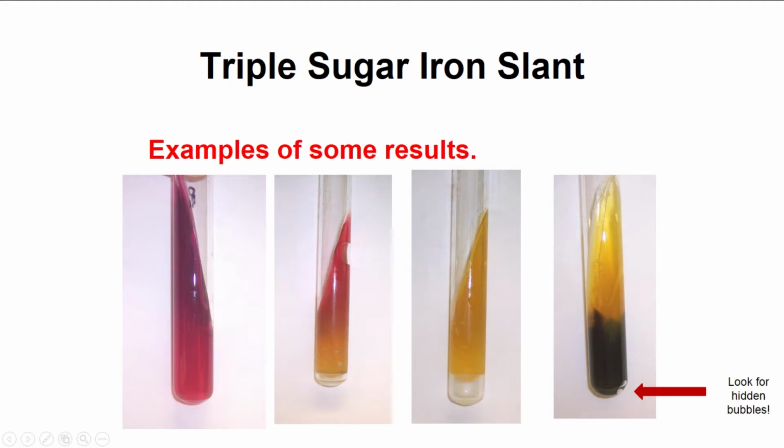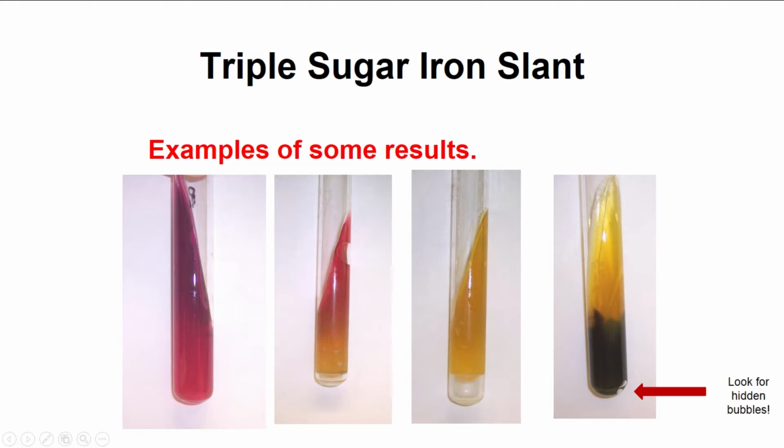Here we can see that it's red on top, yellow on bottom. So we record this as K/A, alkaline over acid. We can see the CO2 bubble here on the side and at the bottom over here. So we'd say this is CO2 positive and H2S negative because you don't see any black precipitate.